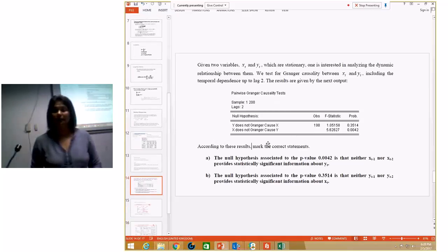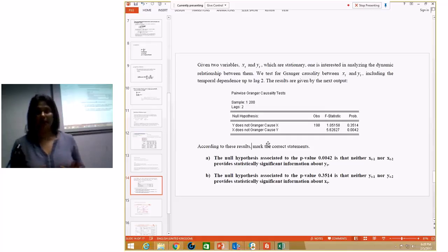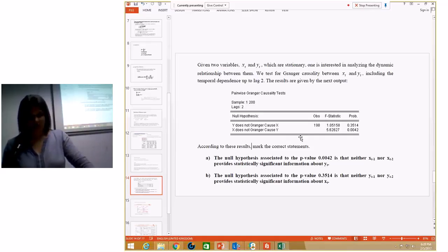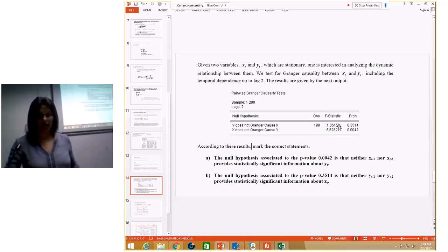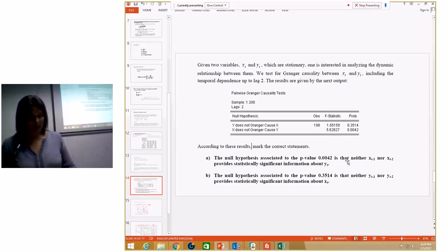Then this is another one. Given two variables, x and y, which are stationary, we test Granger causality for XT and YT: Y does not Granger cause X, and X does not Granger cause Y. So see the probability values corresponding to the statistics, then what can we see?